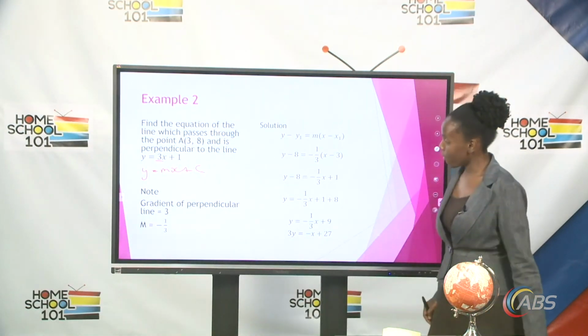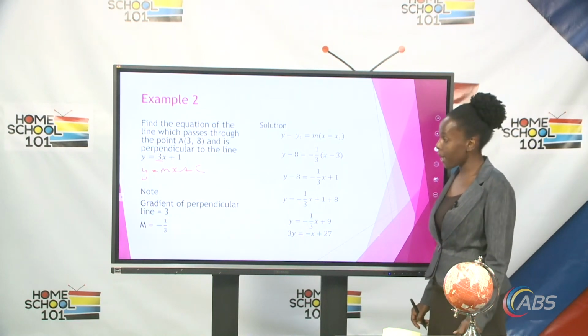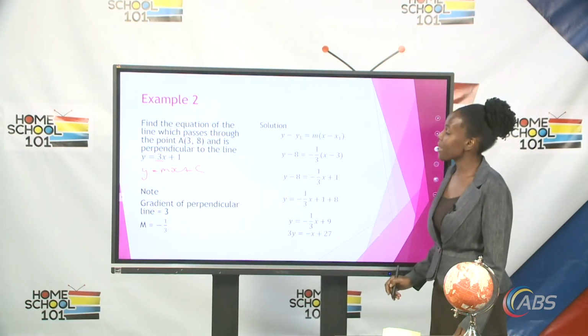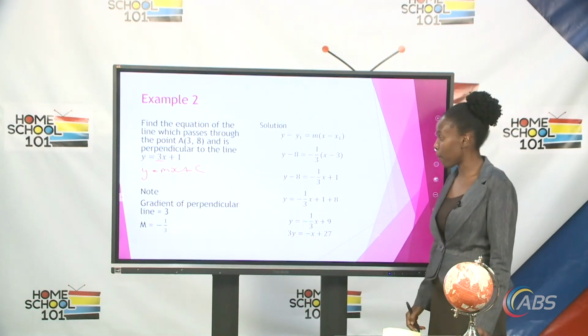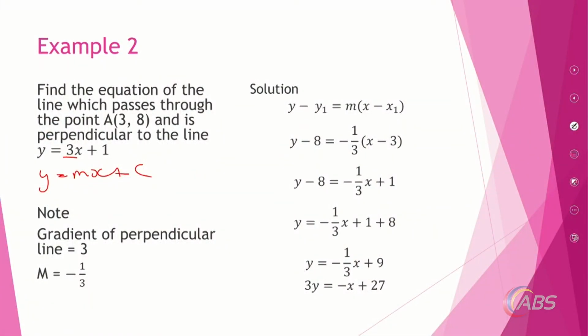So using the gradient m to be negative 1/3 and the point 3 and 8, we can then proceed to substitute in our formula. So it becomes y minus 8 is equal to negative 1/3 times x minus 3. We go ahead and we expand the bracket. So negative 1/3 times x becomes negative 1/3 x. And again, remember the signs, we have a negative sign in the bracket here. And a negative times a negative gives us a positive. Hence, negative 1/3 times negative 3 would give us a value of positive 1.